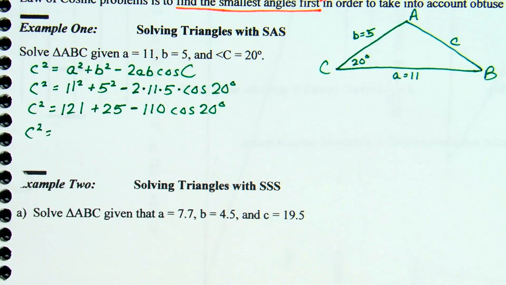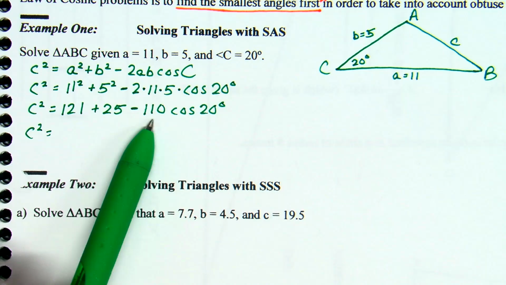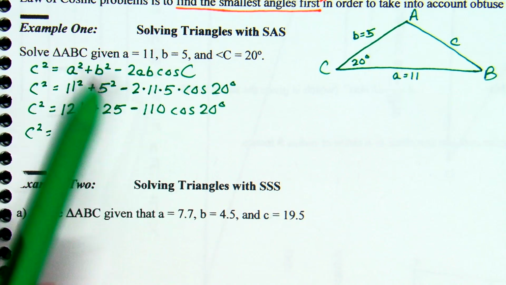Okay, so what you can do here, different people are going to do this different ways, you can go ahead and add 121 and 25. Can I go ahead and subtract 110? Why not? This 110 is attached to the cosine 20, yes? So it's not just a plain old number. Now, if you put this all into your calculator it's going to understand it's attached. But if you're trying to work part of this by hand and you just start, okay, 121 plus 25 minus 110, and just come up with one number, that's a problem.